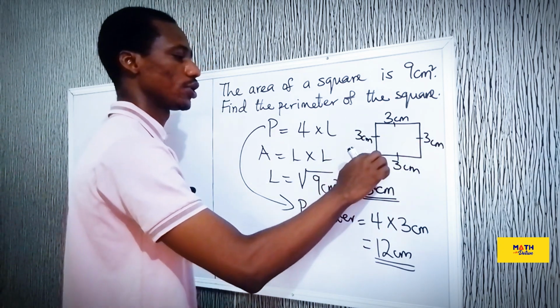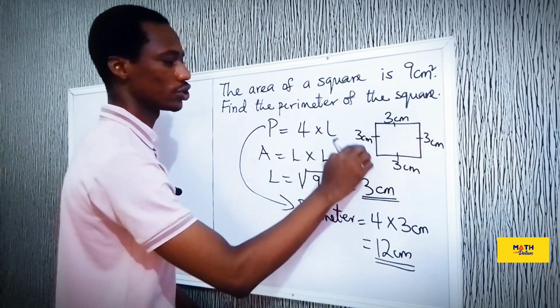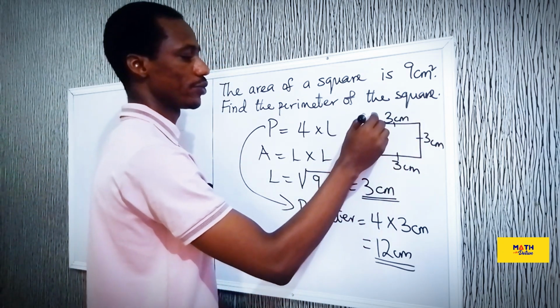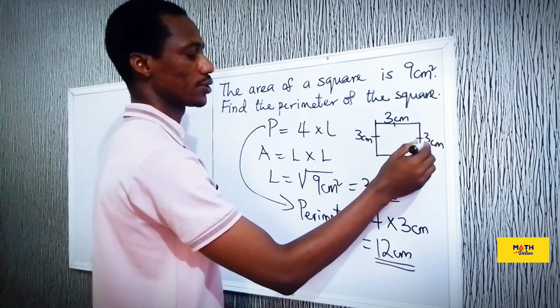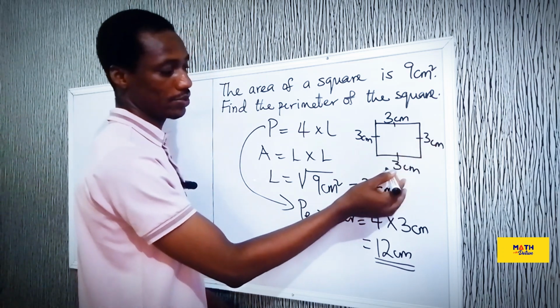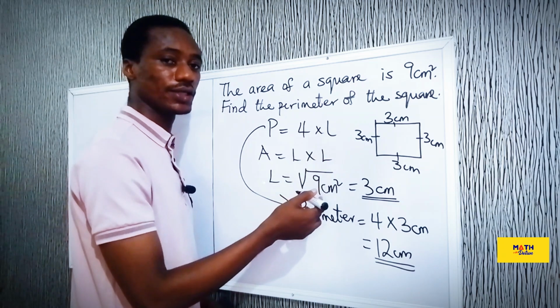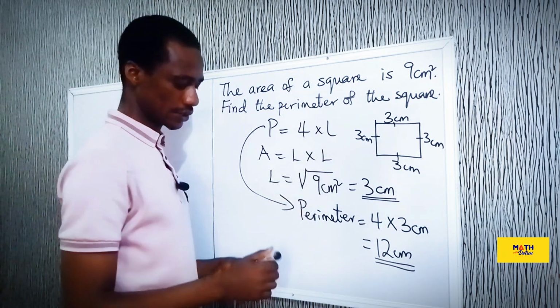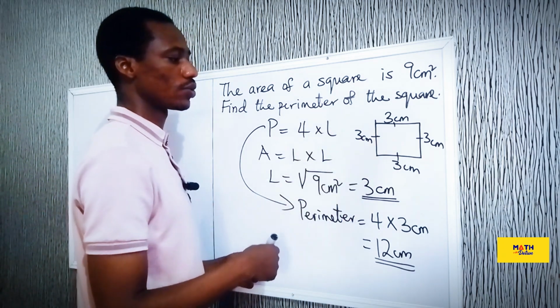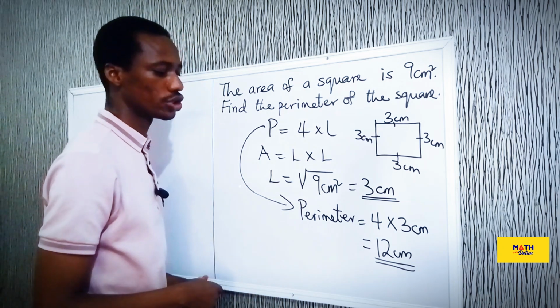For us to know the distance around this shape, starting from here, we add 3 plus 3, that's 6. 6 plus 3, that's 9. And then 9 plus 3, that's 12. And that's the distance around the shape. That's what we call the perimeter of a shape.